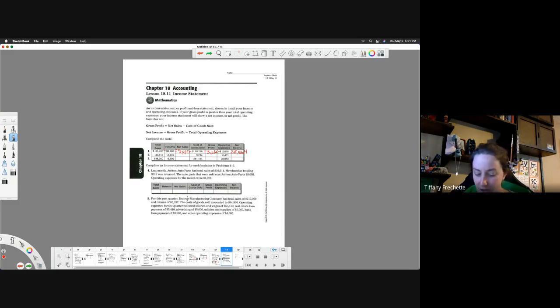Number 5, they do give us a whole bunch of information here. So for the past quarter, Duncan Manufacturing Company had total sales of $212,090 and returns of $6,187. The cost of goods sold amounted to $94,860. Operating expenses for the quarter included salaries and wages of $55,400, real estate loan payment of $5,440, advertising of $5,000, utilities and supplies of $3,960, bank loan payment of $3,990, and other operating expenses of $4,660. So they give me a whole bunch of information there.